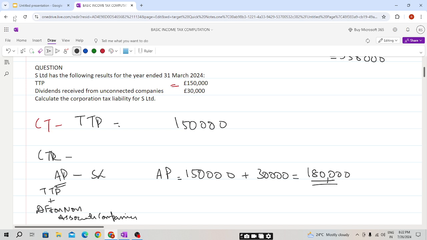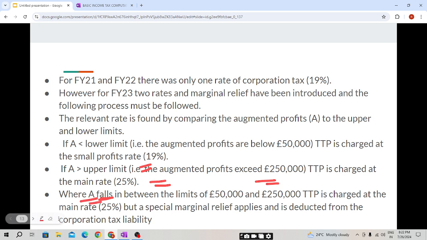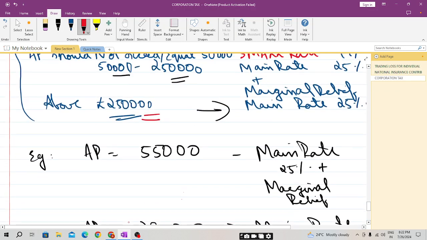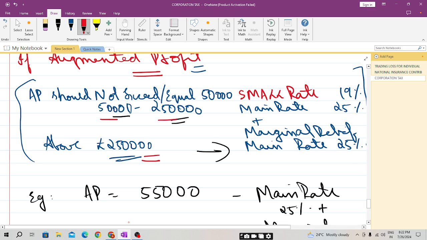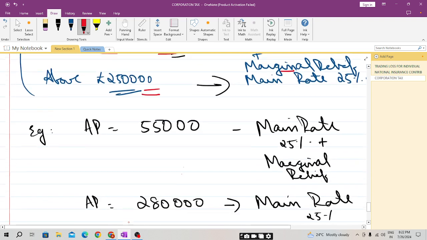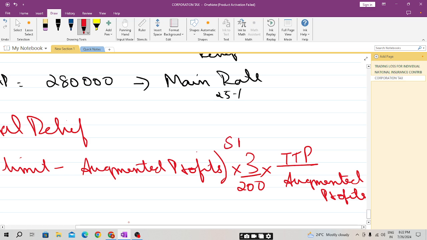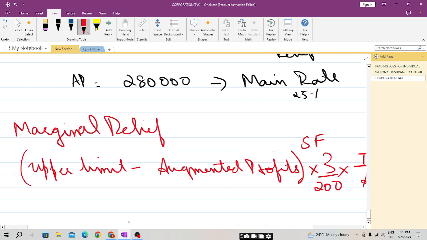Now, as our augmented profit is between the limits of 50,000 and 250,000 pounds, the TTP is taxed at 25%, but a special marginal relief will be deducted from the corporation tax liability. So the main rate plus marginal relief, and the marginal relief formula is upper limit minus augmented profits into standard fraction 3 divided by 200 into TTP divided by augmented profits.